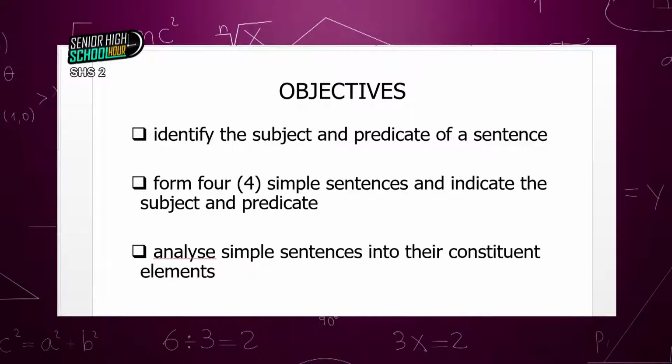So quickly, by the end of this lesson, I expect you to identify the subject and predicate of a sentence. I know you are able to identify what a sentence is, but we are going to identify the subject in a sentence and the predicate in the sentence. Our second objective is that we should be able to form four simple sentences and indicate the subject and predicate.